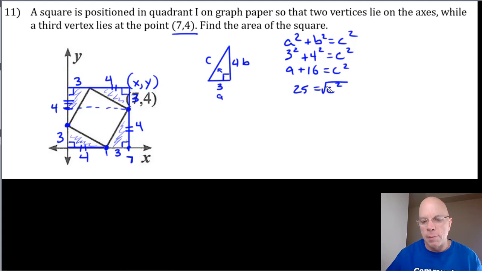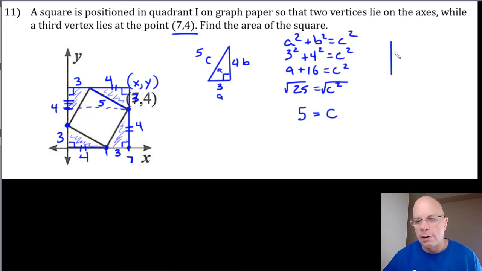Remember, square roots and squaring are inverse operations. So by taking the square root of something that's being squared, you undo the squaring, in the same way that if you square a square root, you undo the square root. Just inverse operations, so we get c. But I have to apply the property of equality and take the square root of both sides of that equation, and so c equals 5. And so this hypotenuse is 5, and that hypotenuse is also the side length of the square. So we have a square with side length 5.